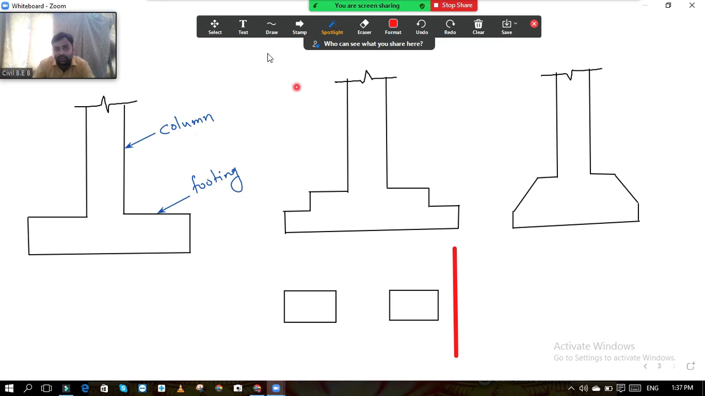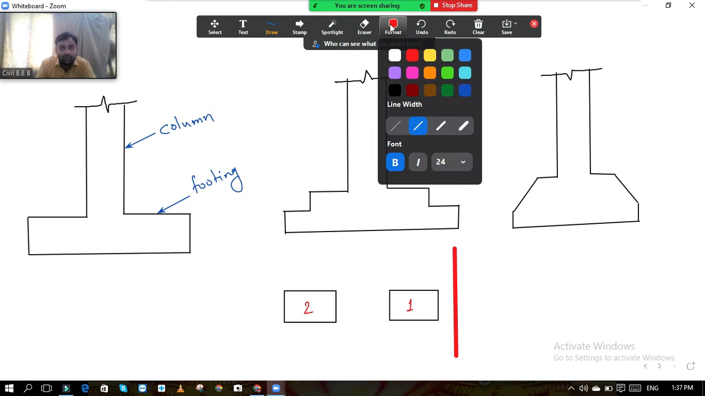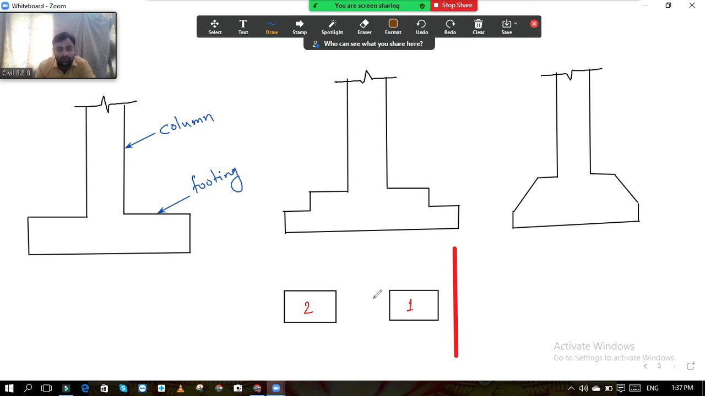My first problem is, suppose this is my column 1, this is column 2. When I think about column 1, and if I try to place this type of footing, that is the isolated footing, then that footing will move outside this boundary. If I roughly draw it, it may be like this. This may be the dimension of my footing, and your neighbor will not allow you for this.